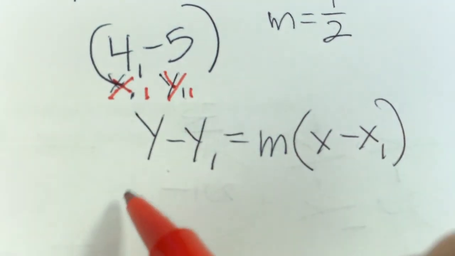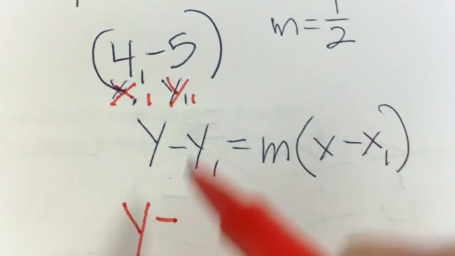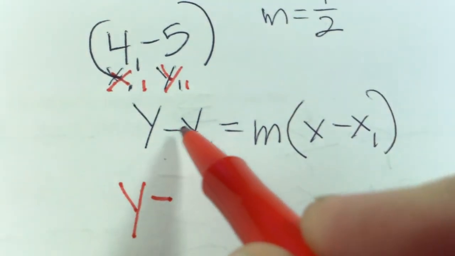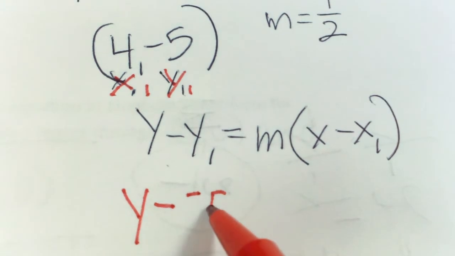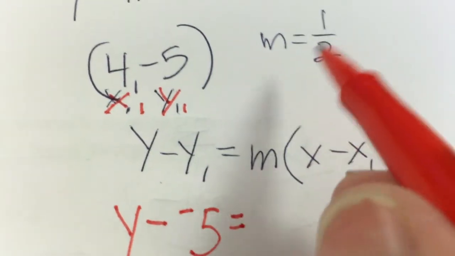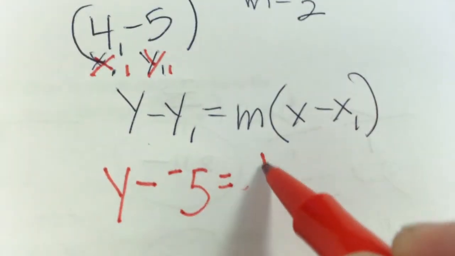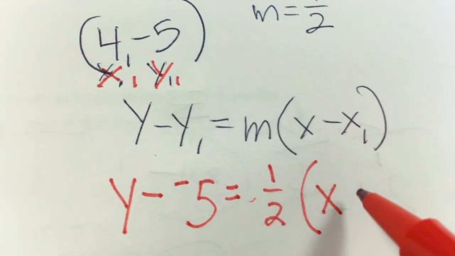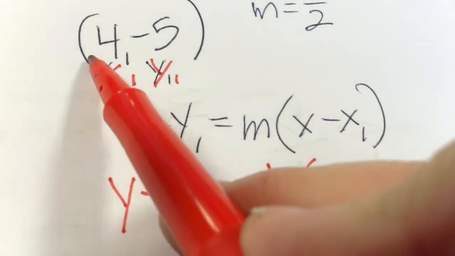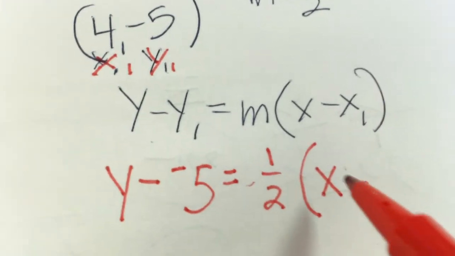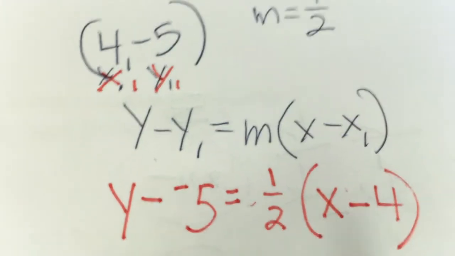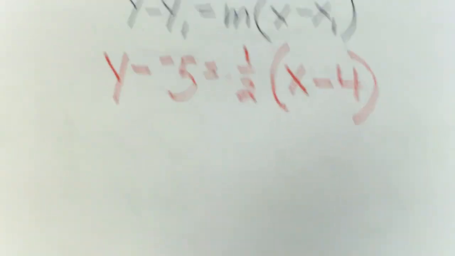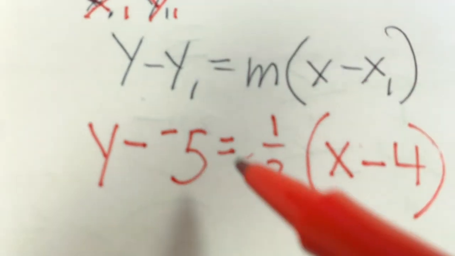So y, plain old y, minus y sub 1, which is already negative. So I'm going to subtract a number that's already negative, and that equals m, which is my slope, which is 1/2, times the quantity, plain old x, minus x sub 1. Well, x sub 1 is 4. Now remember, this one has to be in slope-intercept form when we're done, and we just put it in point-slope form. So now we're going to simplify all this.